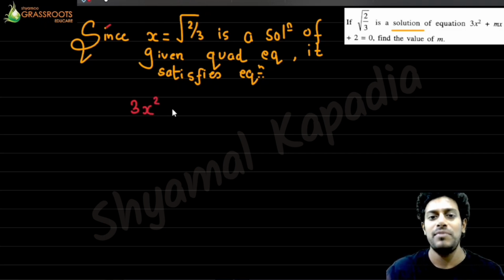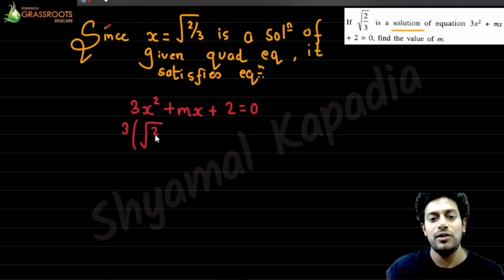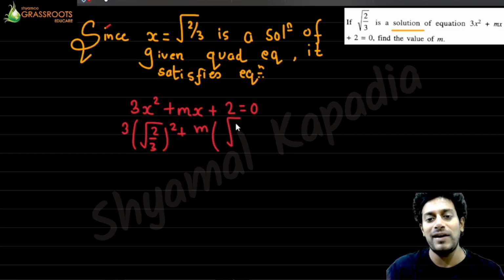3x square plus mx plus 2 is equal to 0. Please put x ka value as root 2 by 3 out here. So instead of x, I can put root 2 by 3 the whole square plus m into root 2 by 3 plus 2, and this answer is already equal to 0.